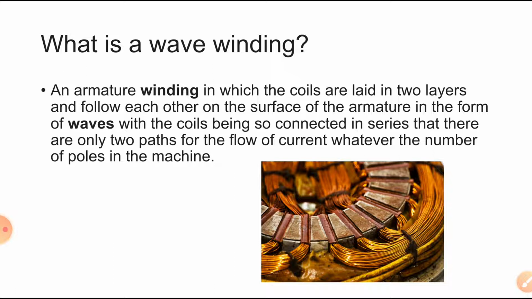Okay. Now, let us see an armature winding in which the coils are laid in 2 layers and follow each other on the surface of the armature in the form of waves, with the coils being so connected in series that there are only 2 paths for the flow of current, whatever the number of poles in the machine. Okay. So, in wave winding we already discussed.